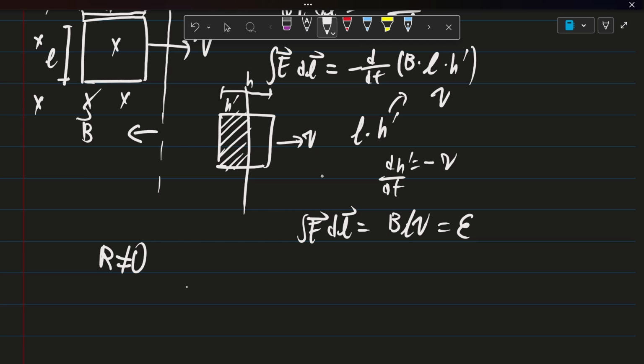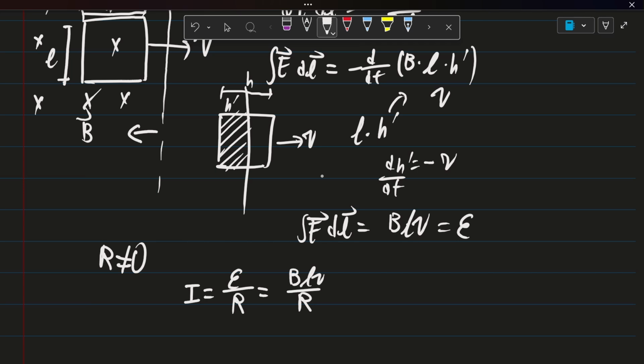So that means that we could actually determine what's the current that is flowing within this coil. If we use Ohm's law, we would get the EMF over the resistance, right? And this would later be BLV over R. So now the question is, in which direction does the current flow?